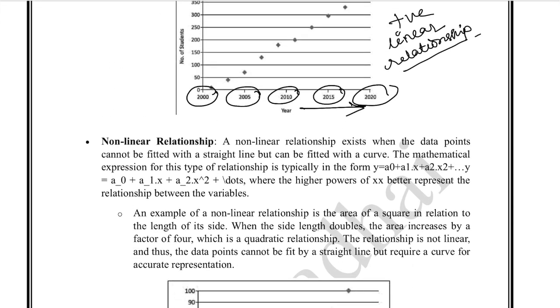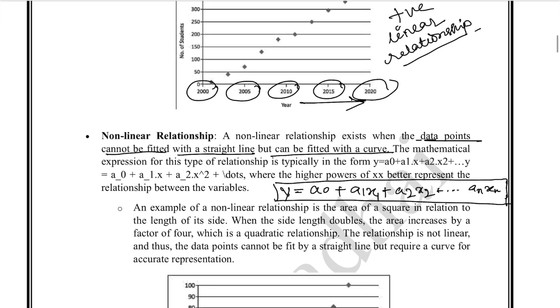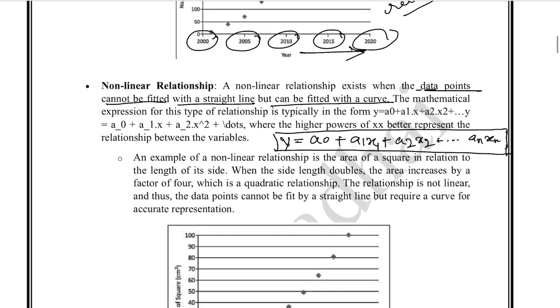The nonlinear relationship exists when data points cannot be fitted within a straight line but can be fitted within a curve. That means in a nonlinear relationship you are getting a curve but not a straight line as in a linear relationship. Okay, so what is the equation for that? It is y is equal to a0 plus a1x1 plus a2x2 up to anxn. Okay guys, remember the formulas, because whenever a definition is asked, you have to mention the formula along with the diagram, then only you get the marks or it's gone.